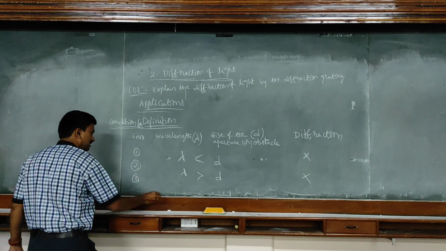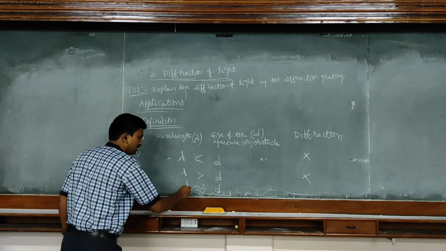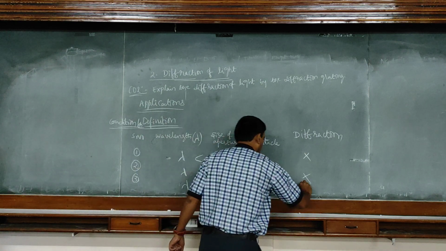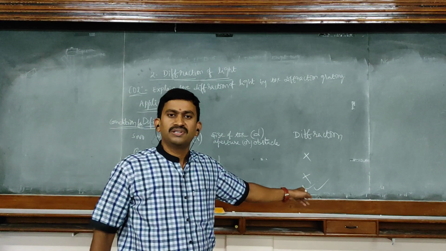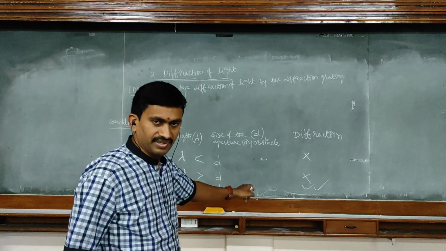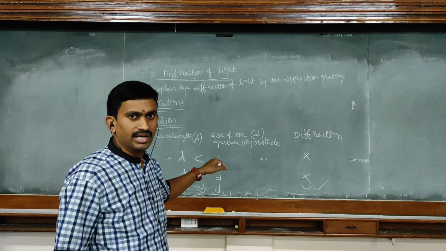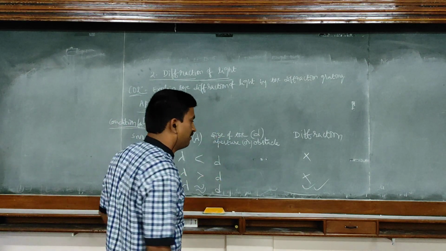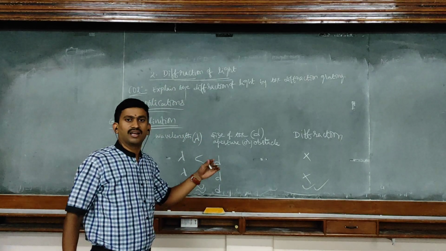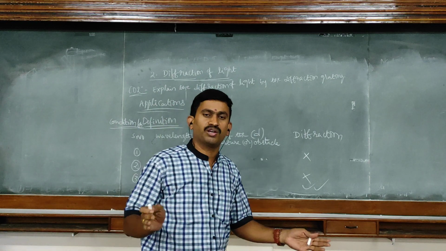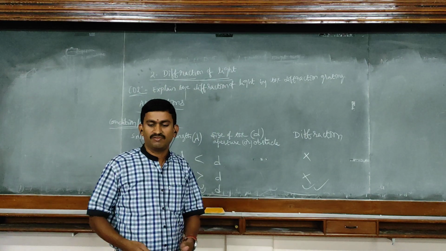And this is the very important condition. That is, the wavelength of the wave is approximately, nearly or exactly equal to the size of the obstacle. Then we can see and experience the diffraction phenomena. So in order to diffract, the wavelength of the wave undergoing diffraction must be nearly or approximately equal to the size of the obstacle. Then only can we experience the diffraction.